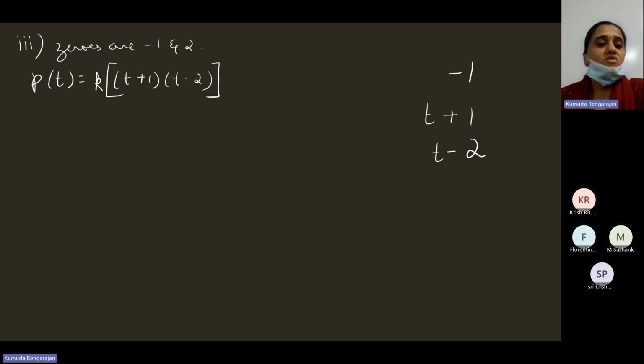So P of t is equal to k into t plus 1 into t minus 2. Now, is this understood? When the zeros are given, minus 1 is a zero, t plus 1 is a factor. 2 is a zero, t minus 2 is a factor. The product of the factors will give you the polynomial, and to get the specific polynomial, multiply by k. All right.